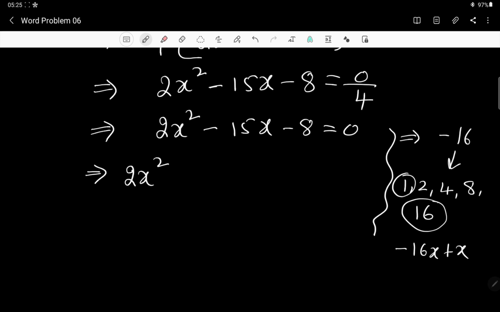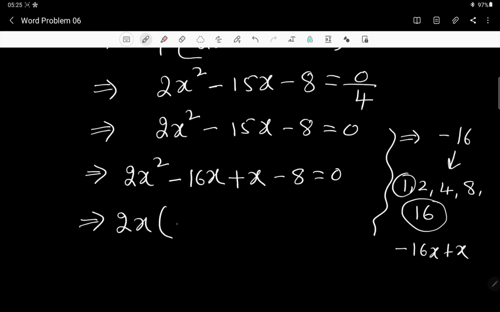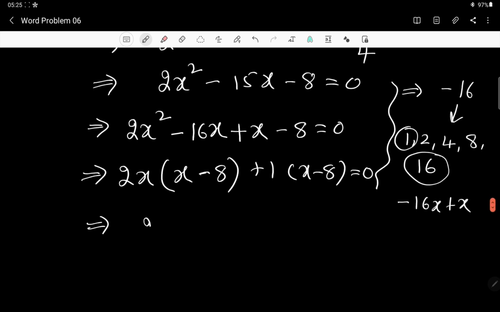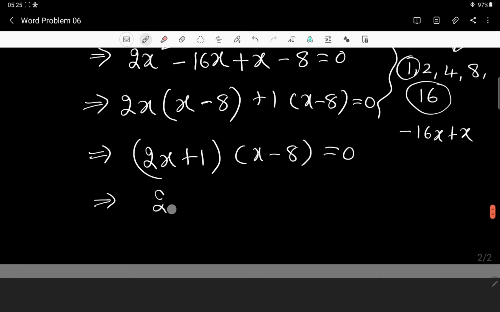So that is going to be 2x square minus 16x plus x, and minus 16x plus x is minus 15x, then minus 8 is equal to 0. In this I'm going to take 2x common, then what remains inside? That is x minus 8, and here also x minus 8 will remain, and here I will have plus 1, and that is equal to 0. So then I'm going to have 2x plus 1 and x minus 8 is equal to 0, right? So 2x plus 1 is equal to 0, or x minus 8 is equal to 0.